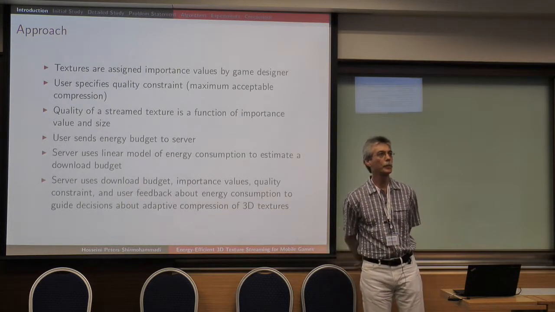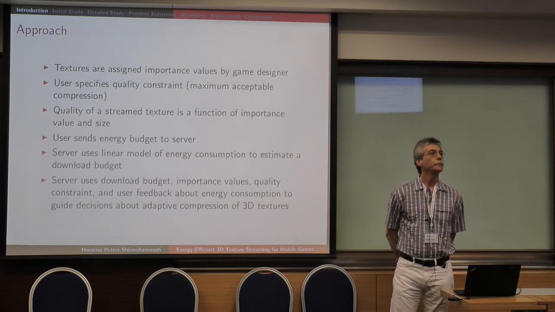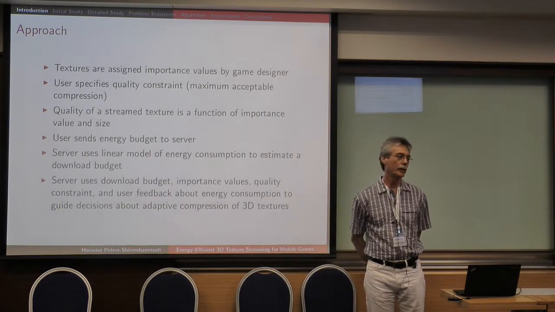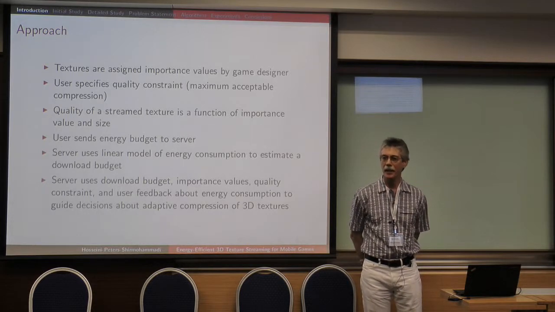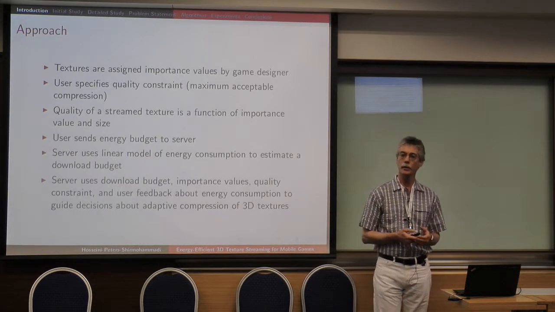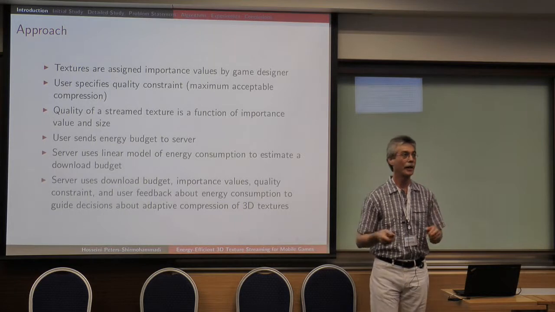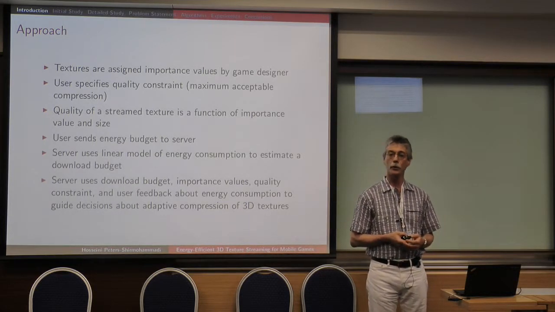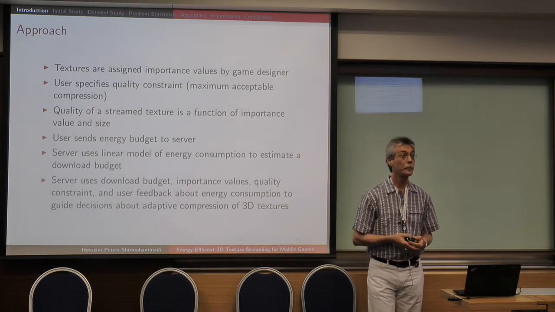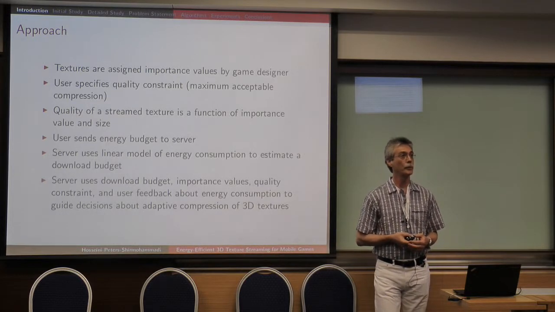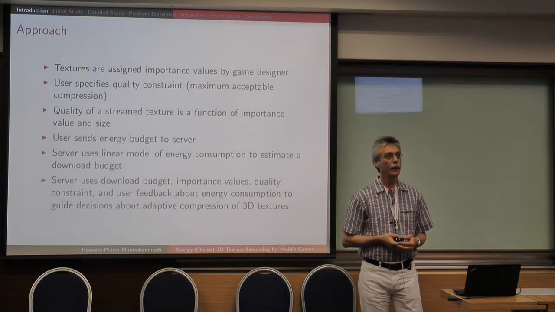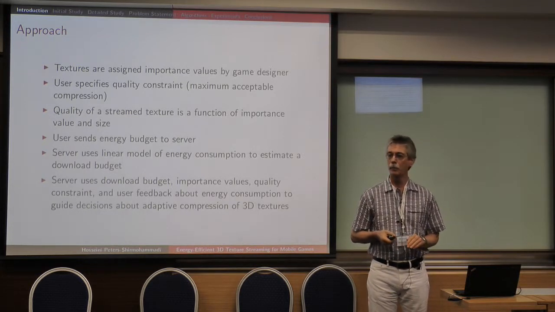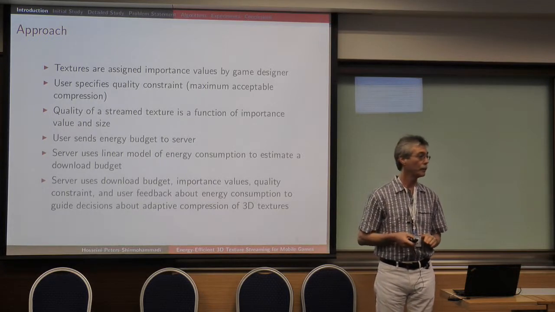And we approached this problem by assigning importance values to textures. So the game designer will do this, and so the avatar in the game is going to be higher priority than the grass in the sky. So you assign this, and when you have to make decisions, you're going to use the importance values as part of the criteria. The user specifies a quality constraint. This is the maximum compression the user will accept.